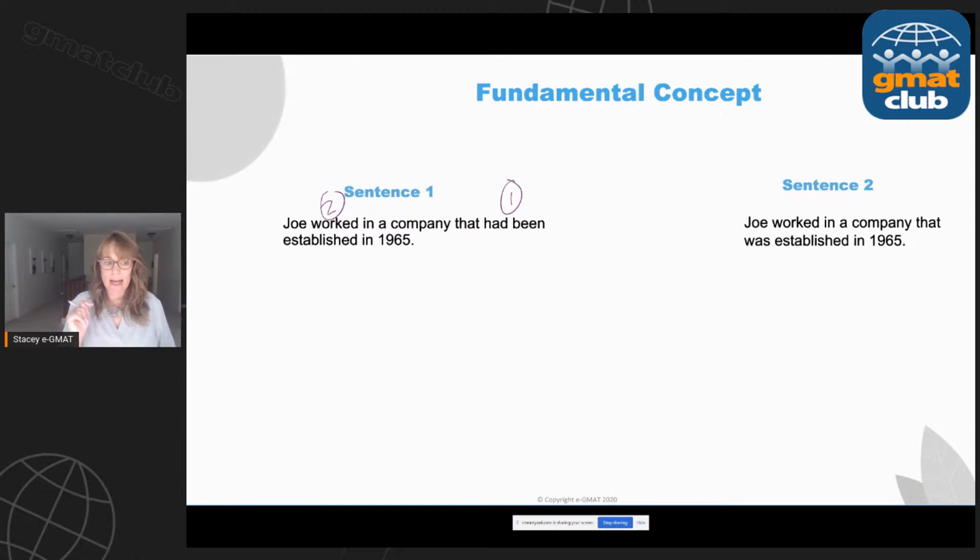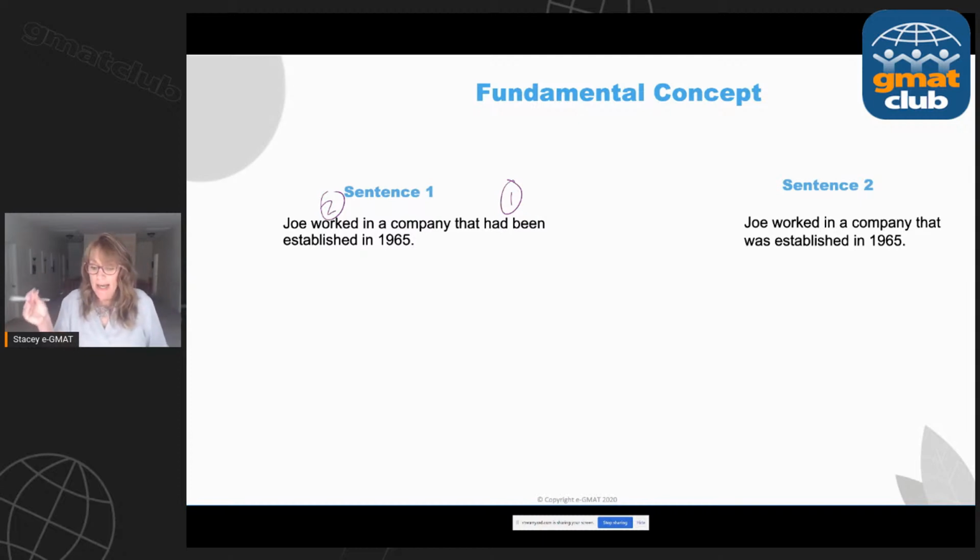Do you think the company established itself and said, hey, I'm going to build this company so Joe can work here? That's like Rajette and Pyle establishing eGMAT and saying, hey, I'm going to make eGMAT so Stacey can come work for us. Not, right? My coming to work for eGMAT had nothing to do with them establishing the company. All right. Two totally different timelines.